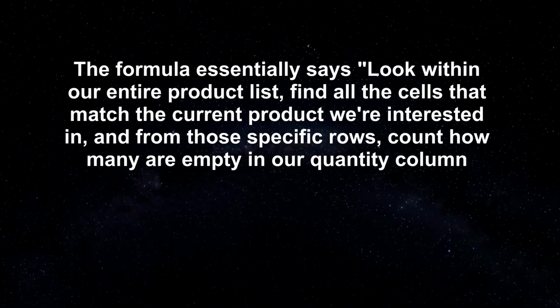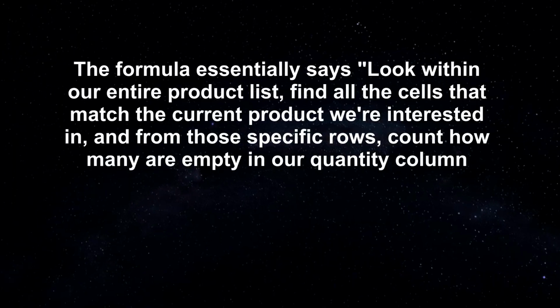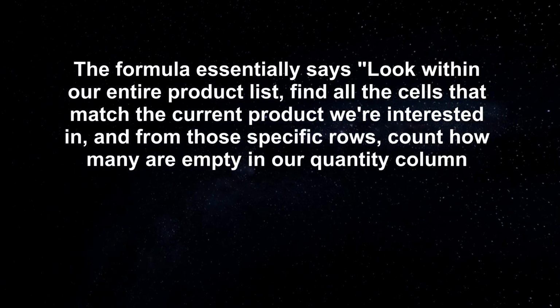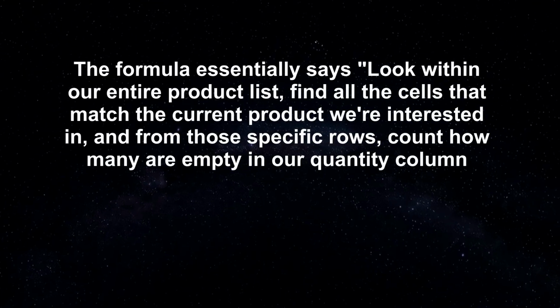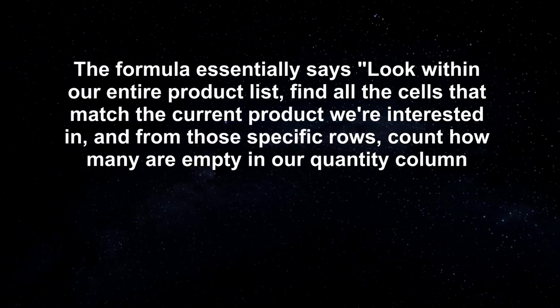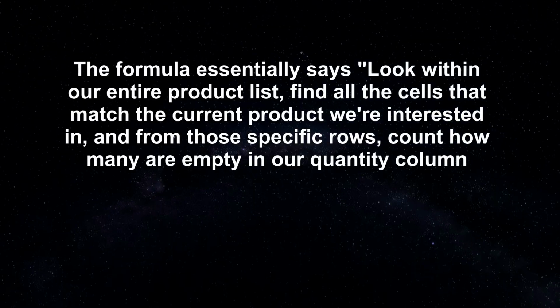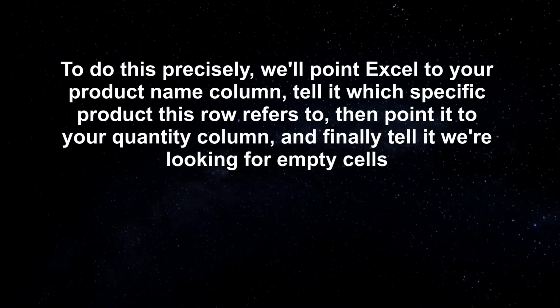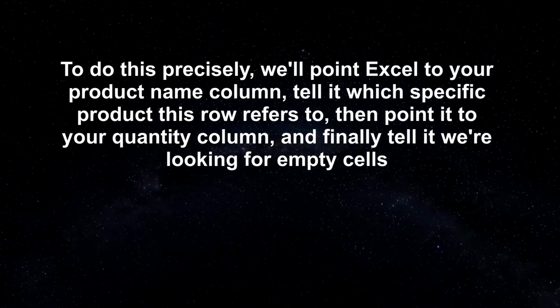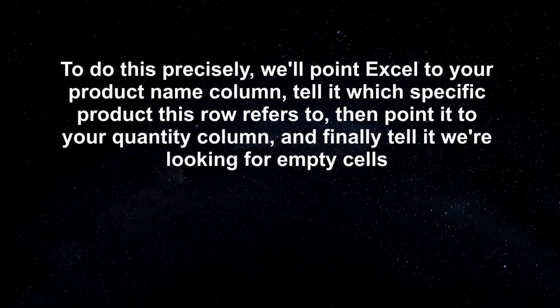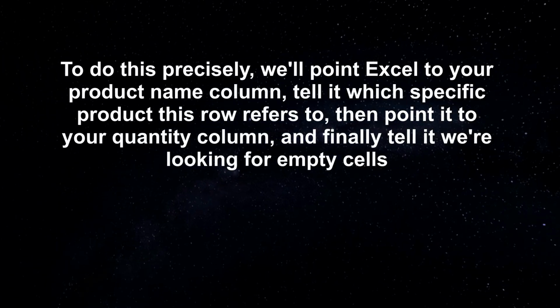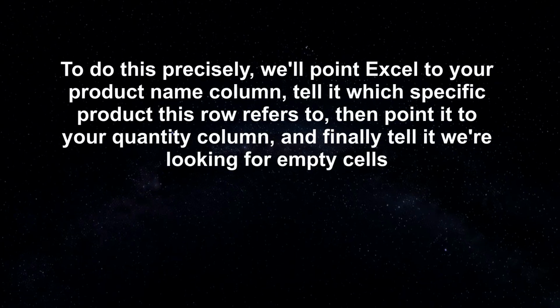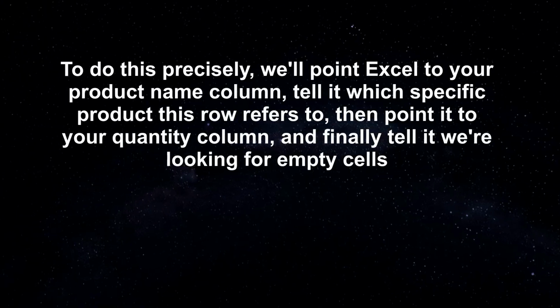The formula essentially says, look within our entire product list, find all the cells that match the current product we're interested in, and from those specific rows, count how many are empty in our quantity column. To do this precisely, we'll point Excel to your product name column, tell it which specific product this row refers to, then point it to your quantity column, and finally tell it we're looking for empty cells.